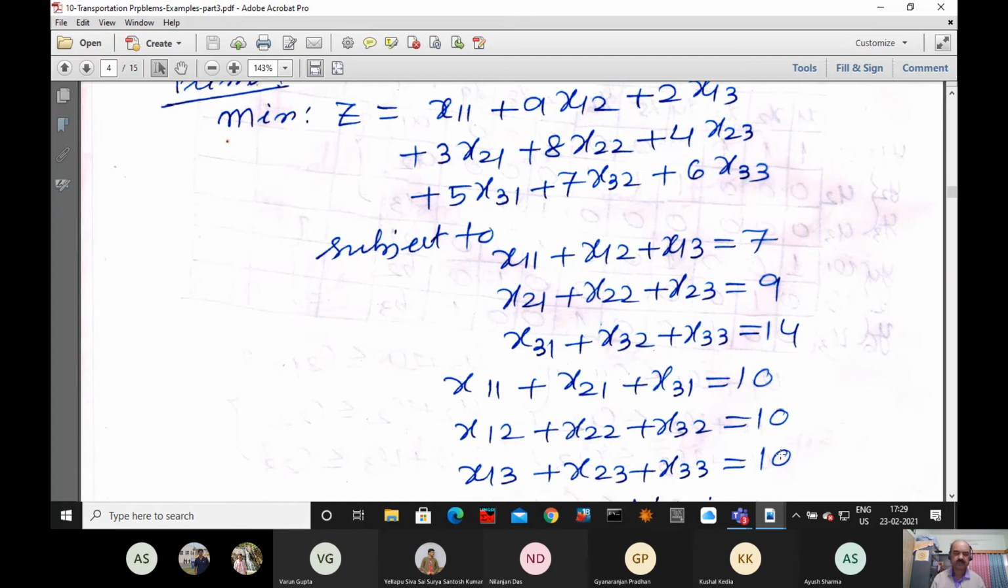That is the reason the number of positive, non-zero elements in a basic feasible solution will be at most 5, not 6: 3 plus 3 minus 1, 5. If there are more zeros, then the solution is certainly a basic feasible solution, but it will be degenerate. But we are looking for a non-degenerate basic feasible solution.